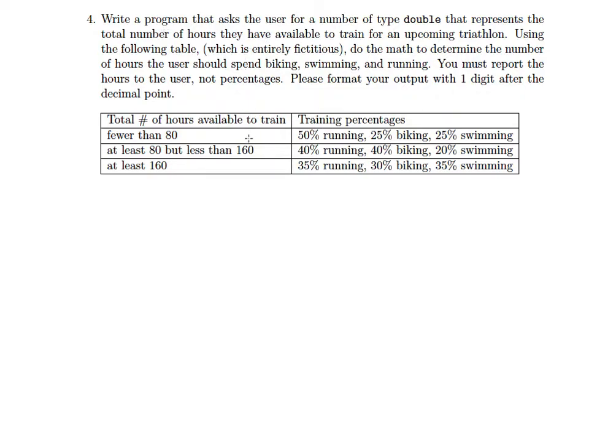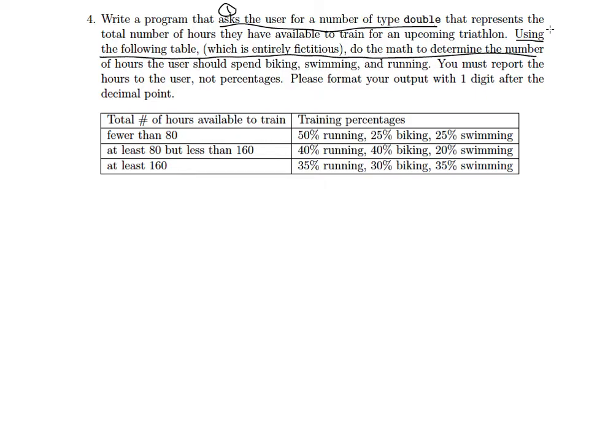I took a look at the table and kind of get the idea of what I'm supposed to do. And now I'm going to go back and say, what are the steps that I need to do? Well, first I need to ask the user for a number of type double. So I'm just going to underline that, and this is step 1. Then, using the following table, do the math to determine the number of hours the user should spend, and so on.